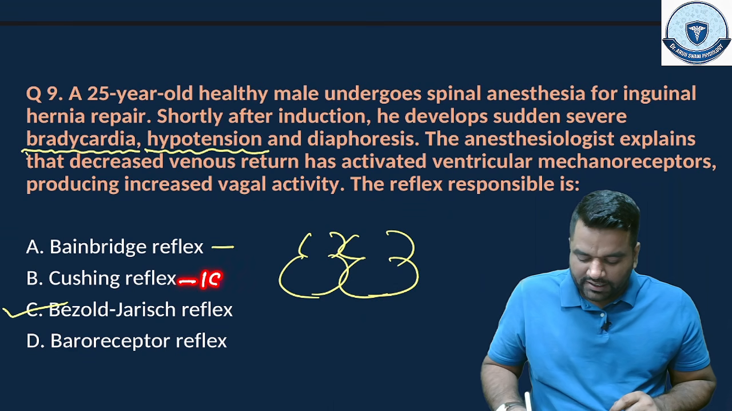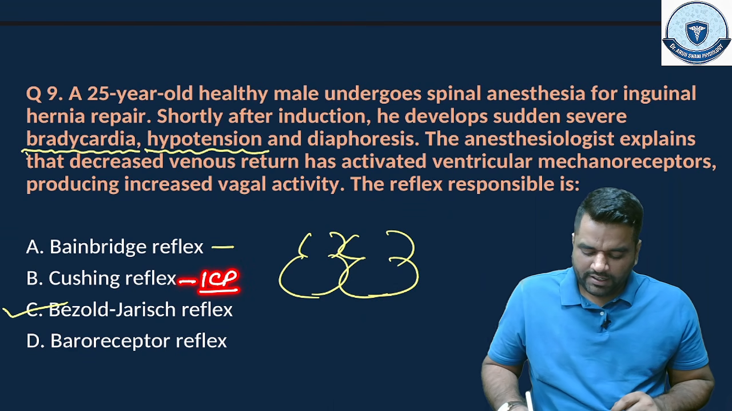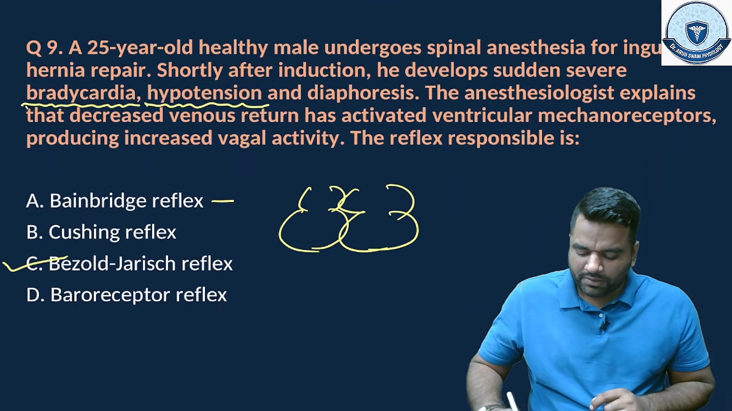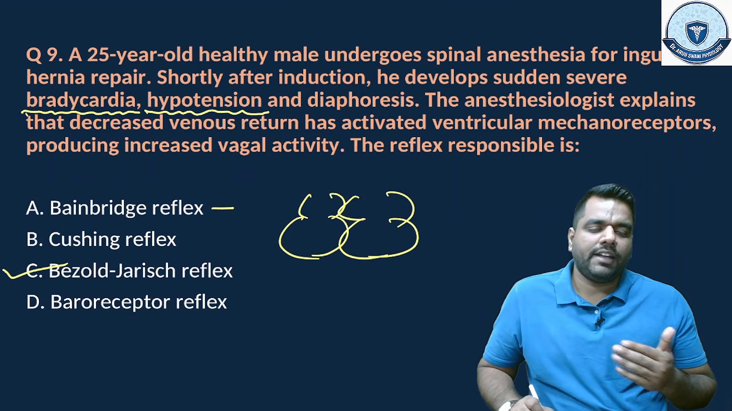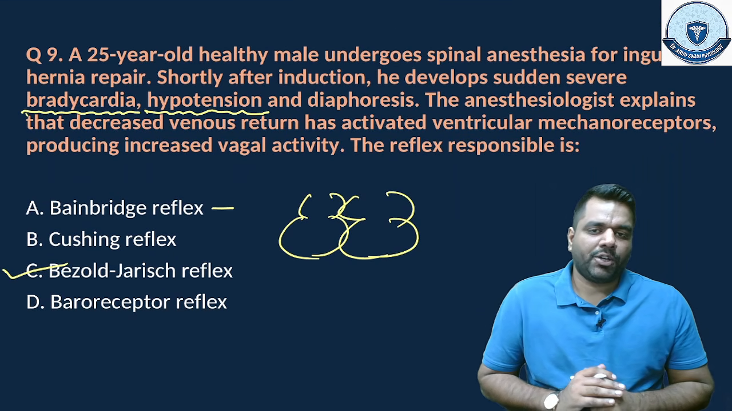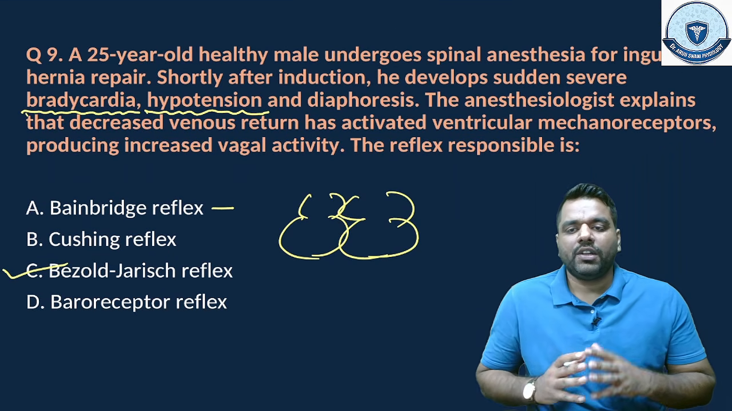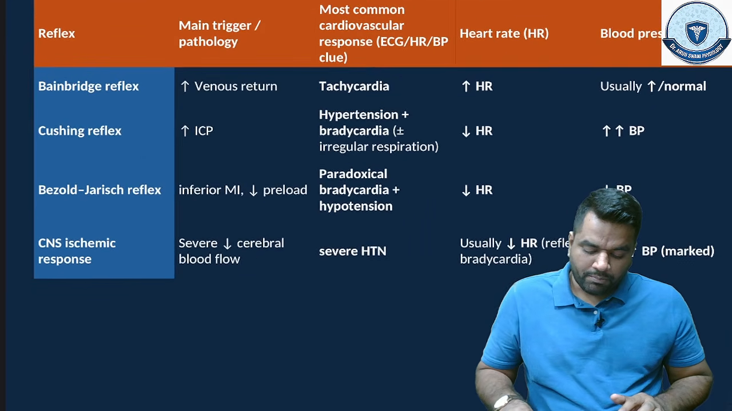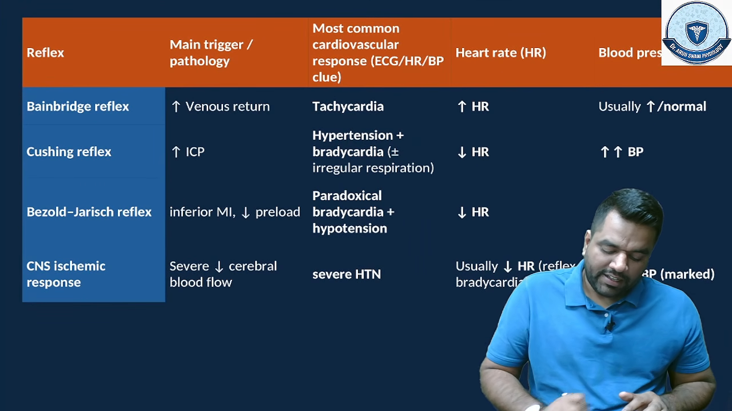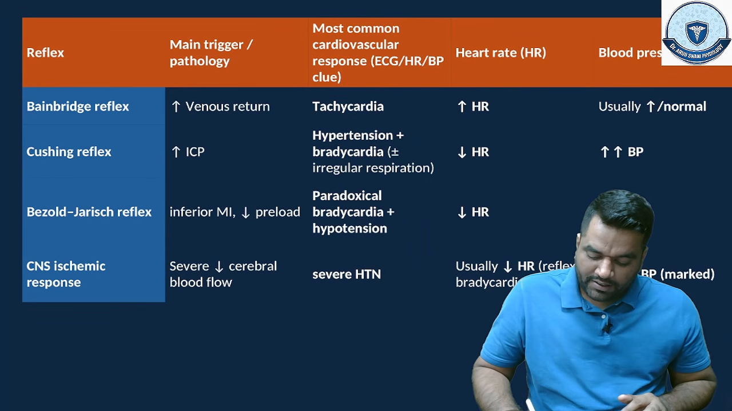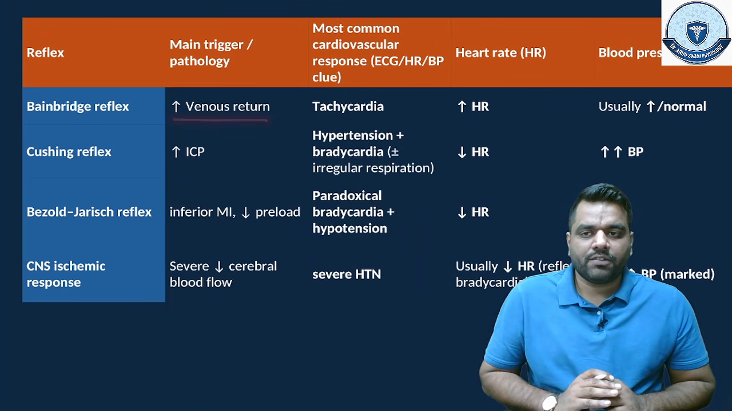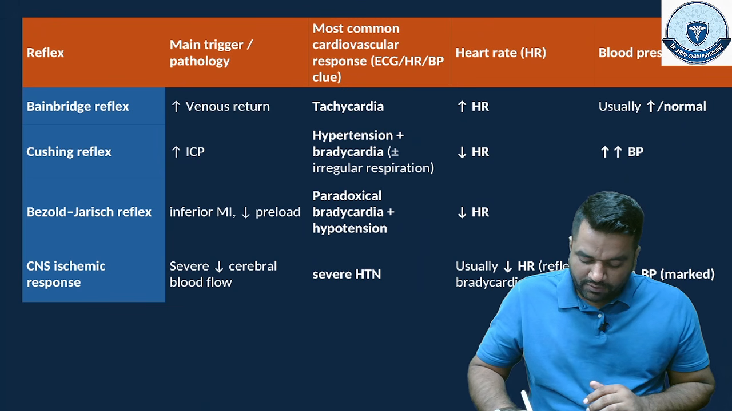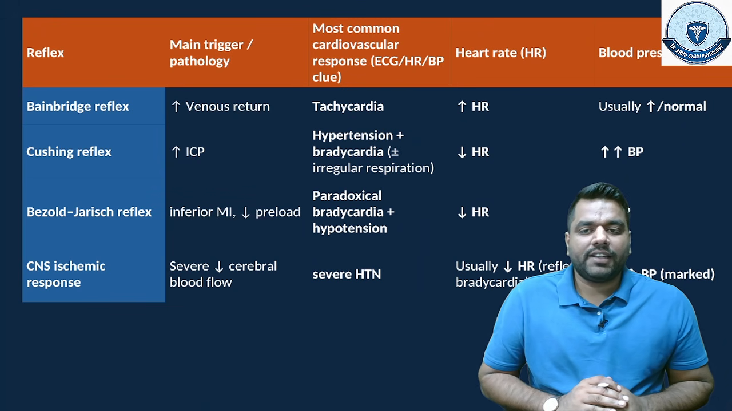Cushing reflex is related to intracranial pressure. If the pressure is increased, this is related to the Cushing reflex. And baroreceptor is something different, related to blood pressure stimulation, right? So this is how you have to remember the different reflexes. Guys, please pay attention. Bainbridge reflex is activated via increased venous return. Cushing reflex via increased ICP. Bezold-Jarisch reflex is due to MI or decreased preload.